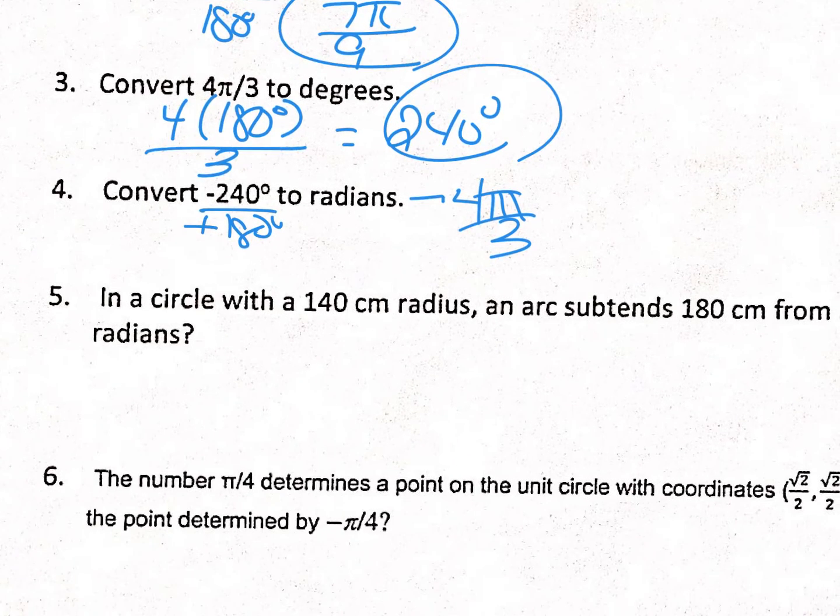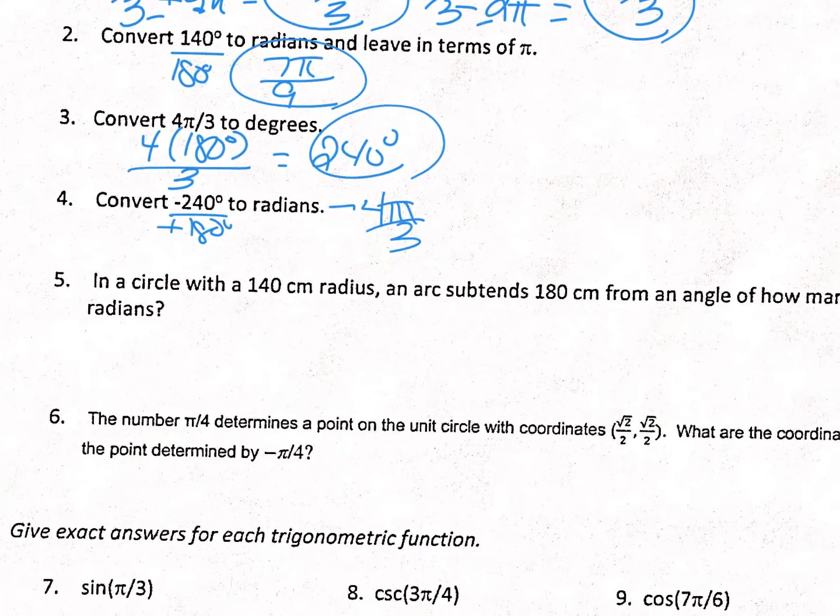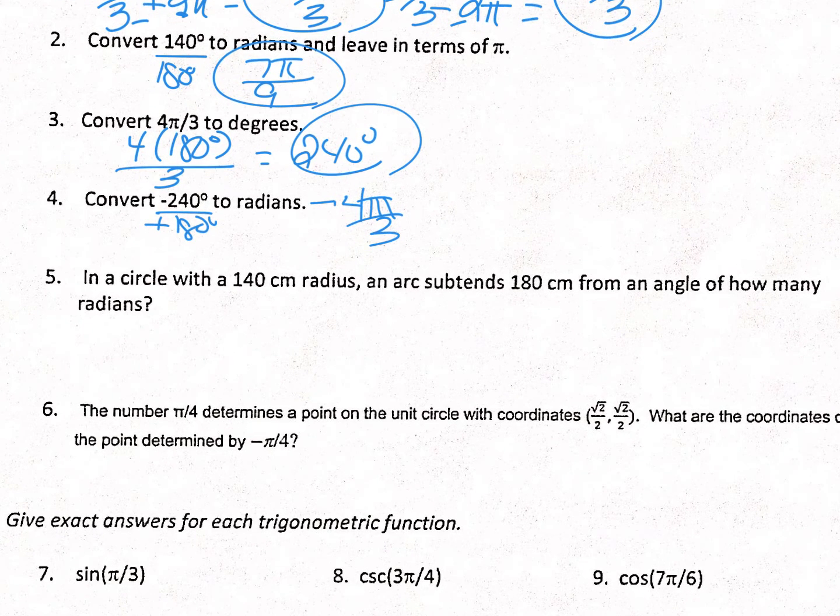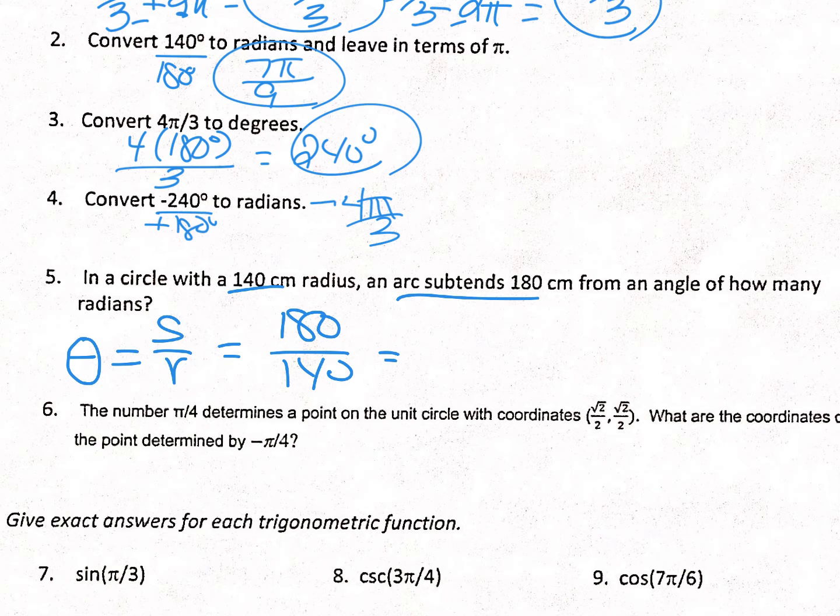Number 5. In a circle with 140 centimeter radius, an arc subtends 180 from an angle of how many radians? Remember, the formula for radians is theta equals s over r, where s is arc length. In this case, the arc is 180. R is radius, in this case 140. Divide that, and you get 9 over 7.